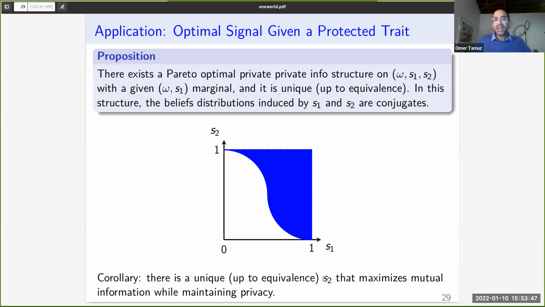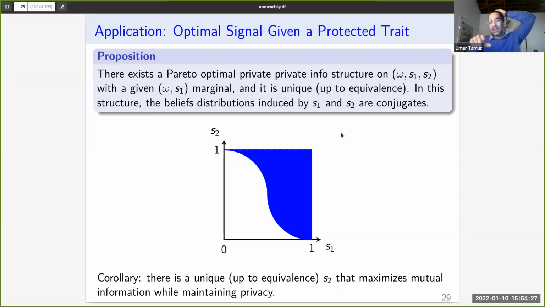So let me parse this out. Imagine that I know omega and S1, and I want to tell you S2, give you as much information as possible about omega, but I'm not allowed to tell you anything about S1. So this is the S2 that I would choose. And the point is that no matter what you need to do with this information, I would give you the same S2. This implies, for example, that if I want to maximize S2's mutual information, there's only one way to do this. It's this S2. Whatever decision problem you face, there's one particular S2 that's most informative.